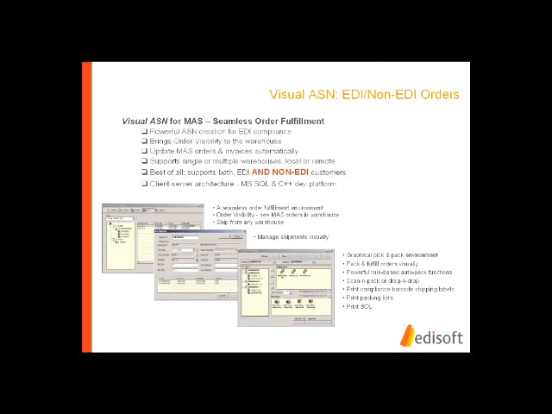Now, if we look at some of the screenshots below, you'll be able to see a visual representation of the ASN interface. It's highly graphical, and you can utilize those interfaces that are shown to pack particular goods into virtual cartons. And a number of other important features, scan and pack. Also, you can print your packing lists as well as bill of lading.